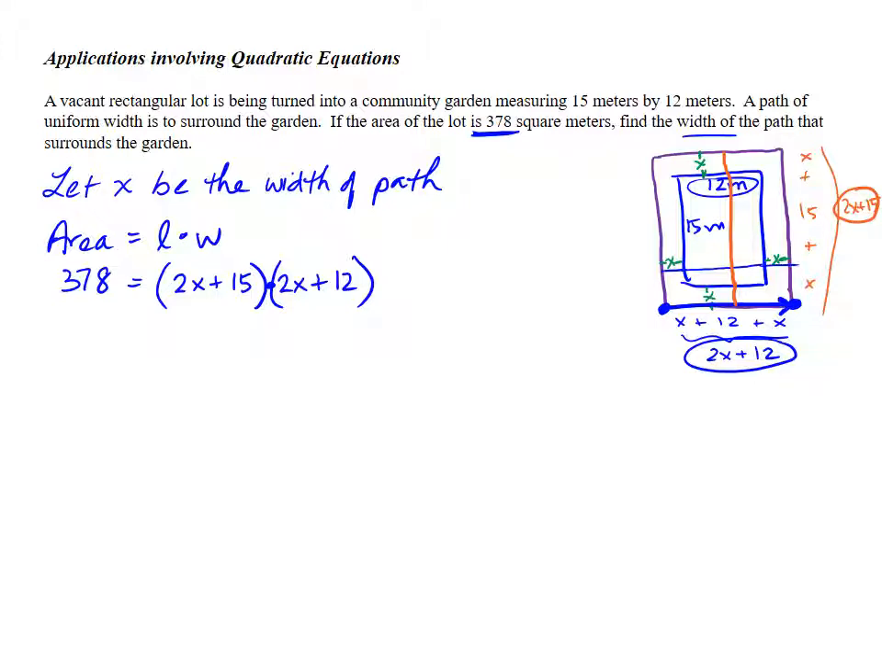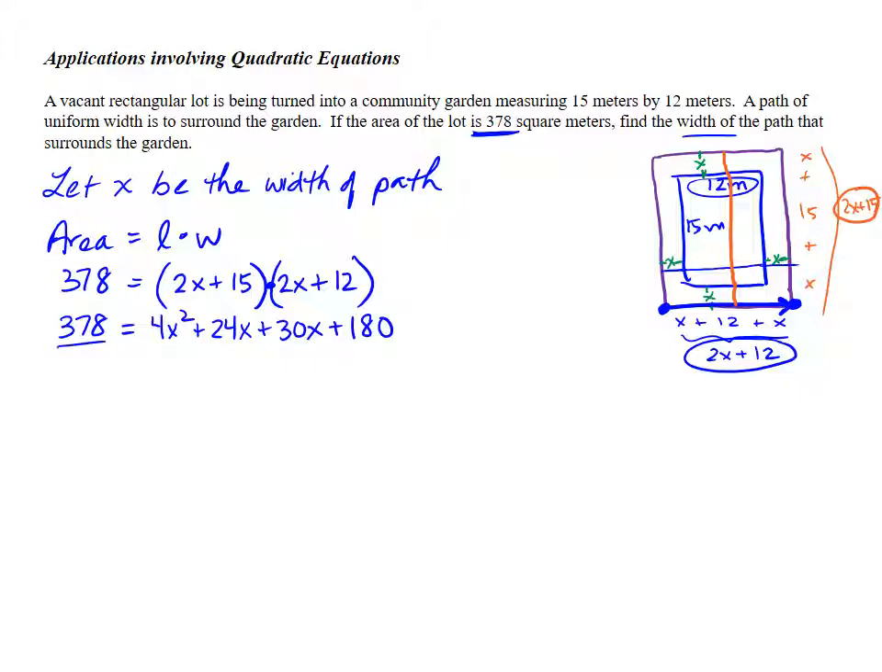Now, because this is a product, it would be useful if it was equal to 0, but it's not equal to 0, so it's useless. So we need to multiply that out and get 0 on one side before we do anything else. So 2x times 2x is 4x squared. Outside terms would give me 24x. Inside terms would give me 30x. And then finally, with our FOIL, 15 times 12 would give me 180.